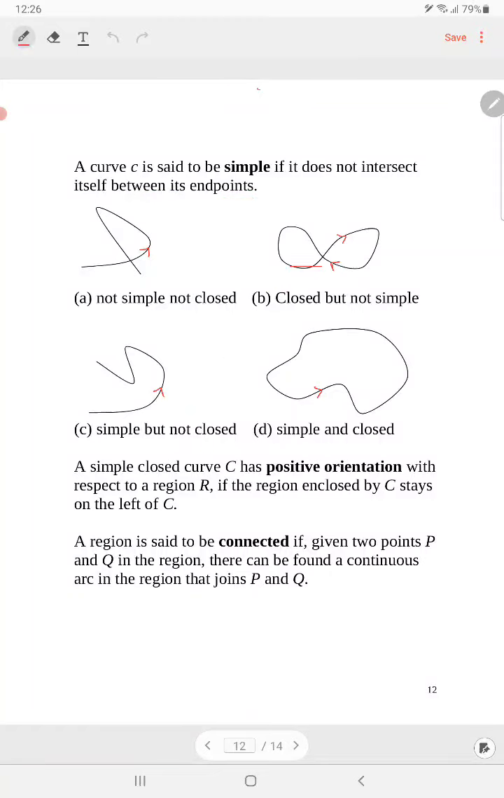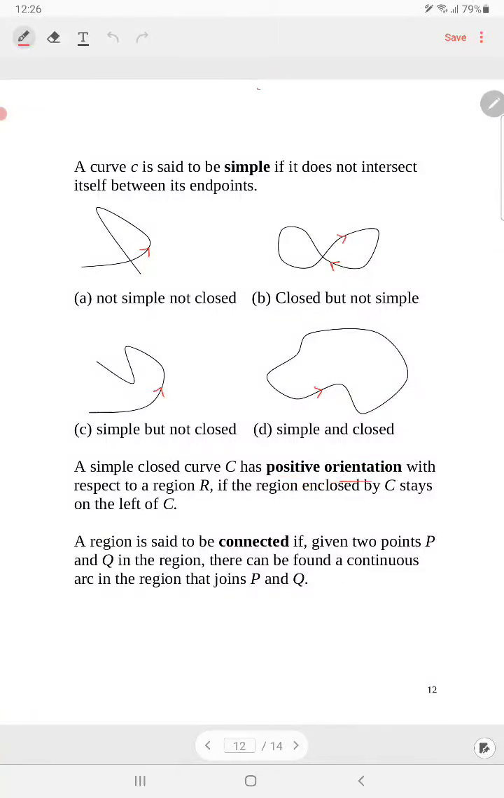So here we have four curves. Curve A is not closed and it is not simple because we have an intersection there. Curve B is closed, but again it is not simple because we have an intersection between the endpoints of the curve. Curve C is simple but not closed. Curve D is simple and closed.